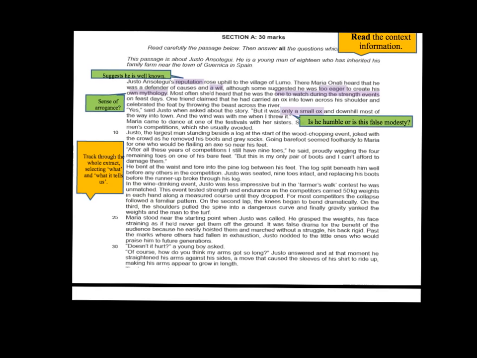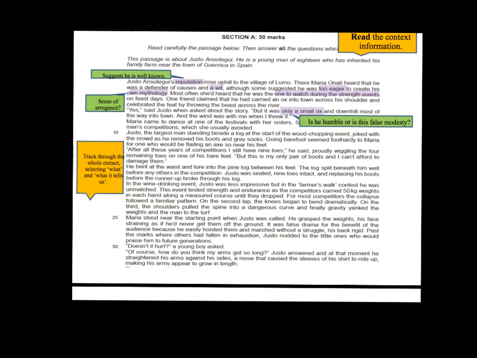We also learn that he's a wit, perhaps too eager, and we have this reference to his own mythology. So there's perhaps an indication there of this sense of arrogance. Perhaps Justo is an arrogant character. This is juxtaposed to some extent in the next phrase that we highlight, which is, but it was only a small ox. So perhaps this makes a suggestion that he is humble or has some kind of false modesty.